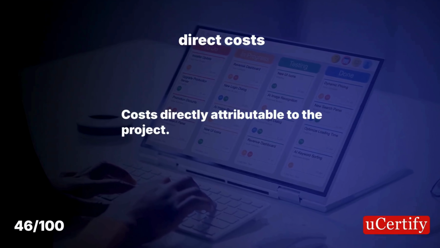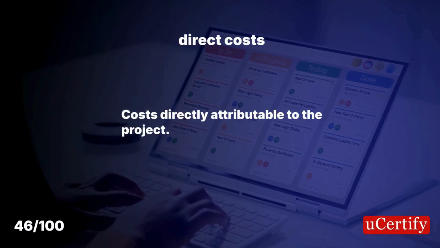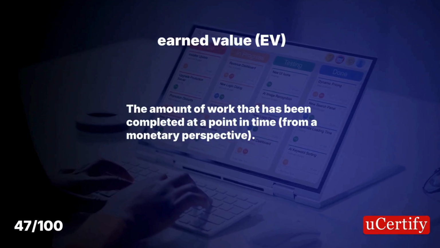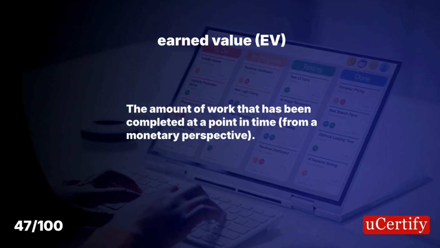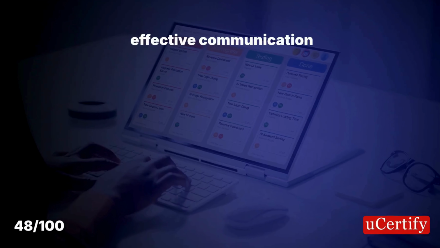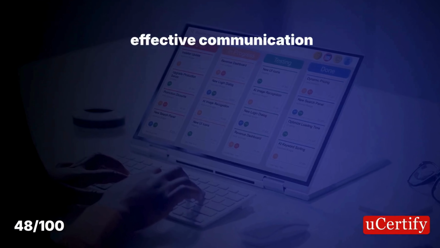Term: direct costs. Definition: costs directly attributable to the project. Term: earned value, EV. Definition: the amount of work that has been completed at a point in time from a monetary perspective. Term: effective communication.